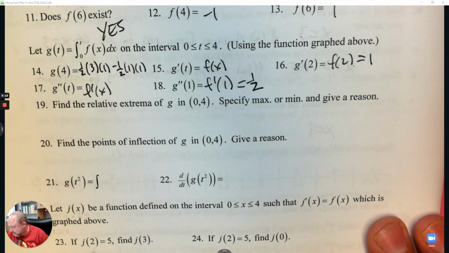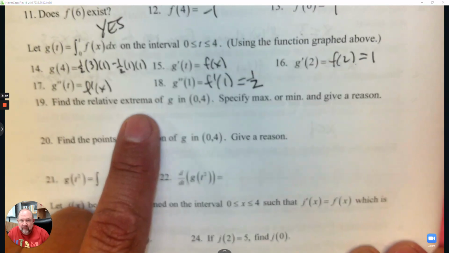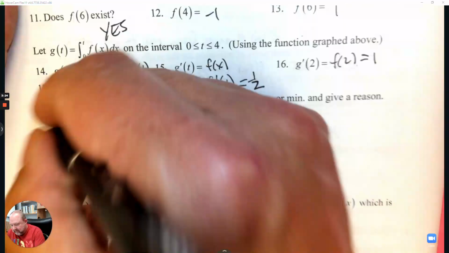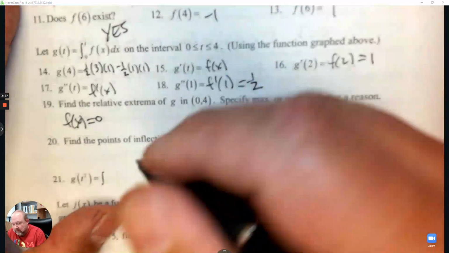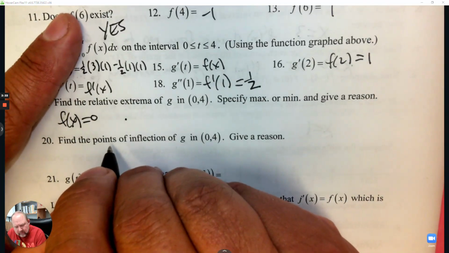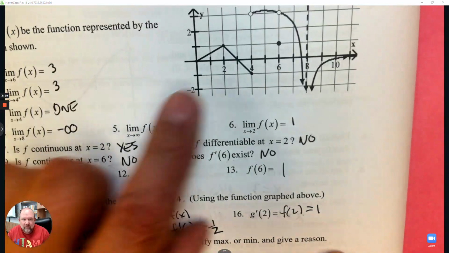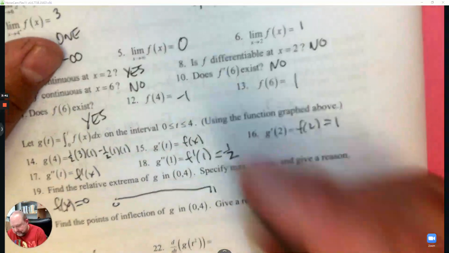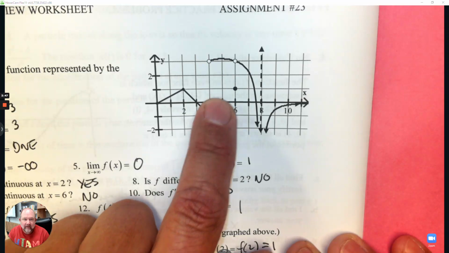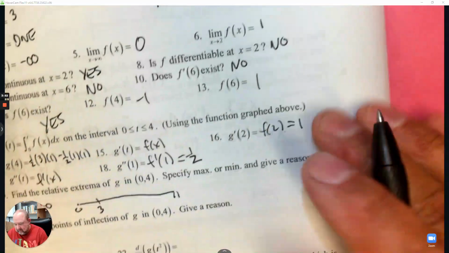Number 19. Find the relative extrema of g from 0 to 4. So g is here. The extreme would be the derivative, which is f at x. We need to know the critical values, which are where it's 0 and where it's undefined. So we're going to draw a number line. And what are the numbers? So this is what I'm looking for. Where is it equal to 0? At 3. Where is it undefined? It's not undefined here, not undefined here. At 8, that's it.